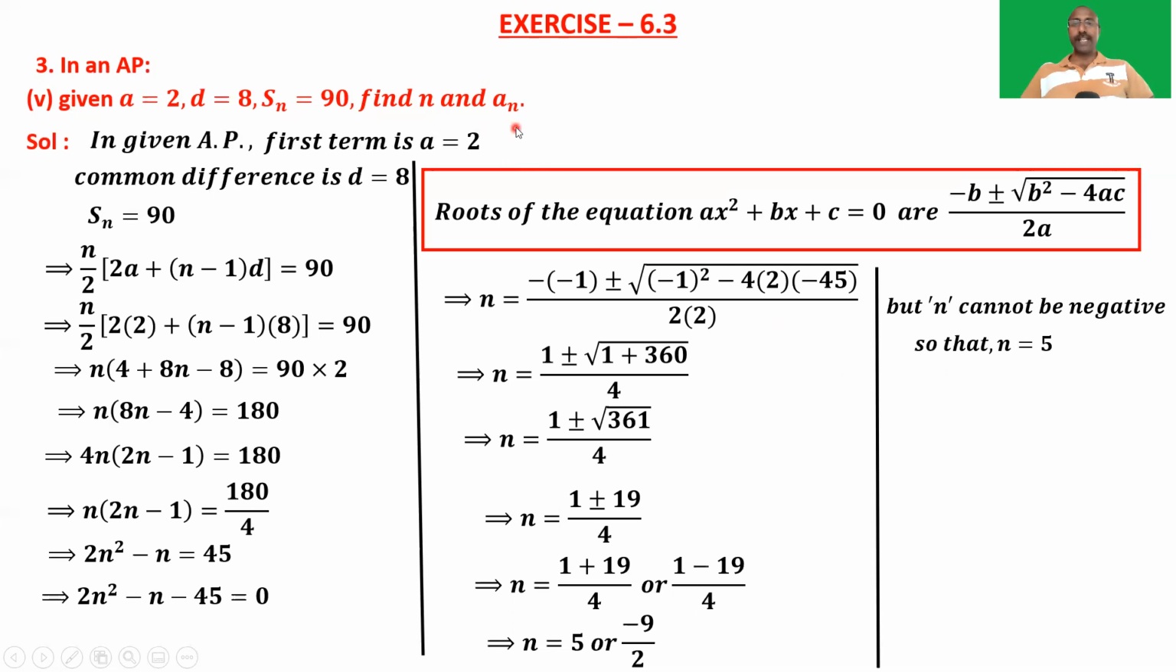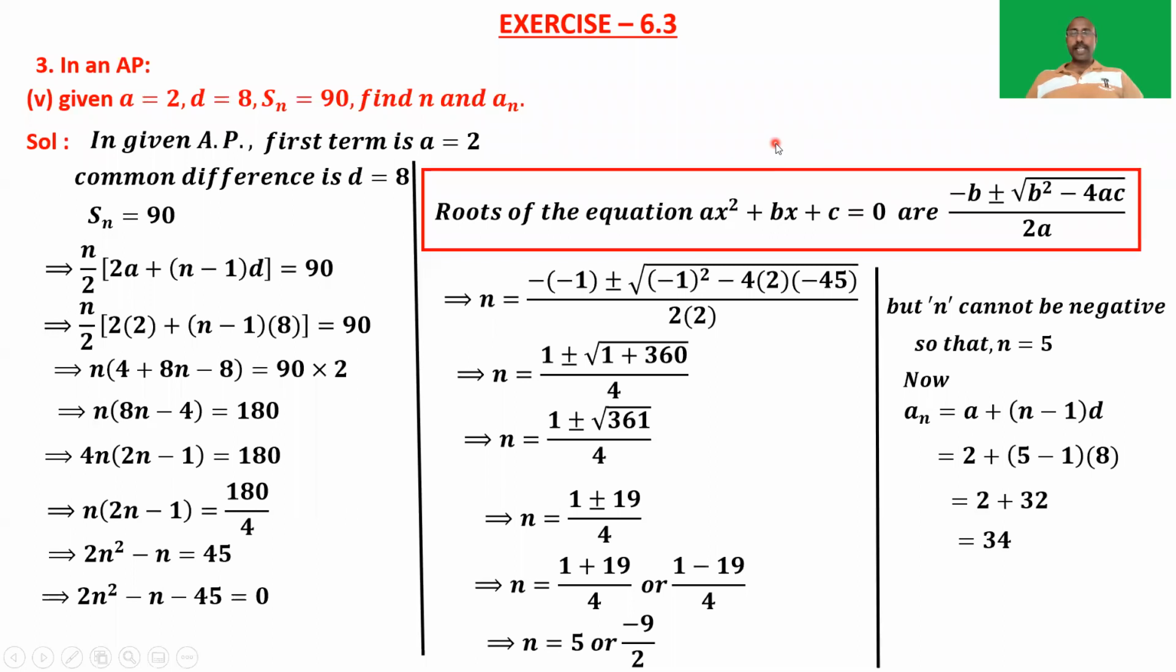And one more we have to find is an, that is nth term of the progression. So now an is equal to a plus n minus 1 into d. That is, by substituting n is equal to 5 here, a is equal to 2, and d is equal to 8, we get 2 plus 5 minus 1 into 8, which is equal to 2 plus 32, that is 34. So now we got n is equal to 5 and nth term an is equal to 34.